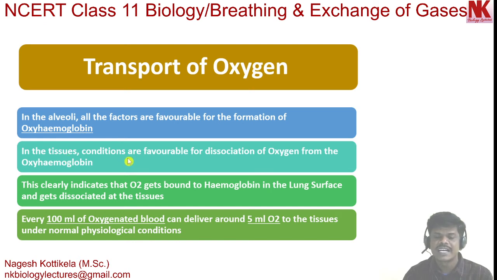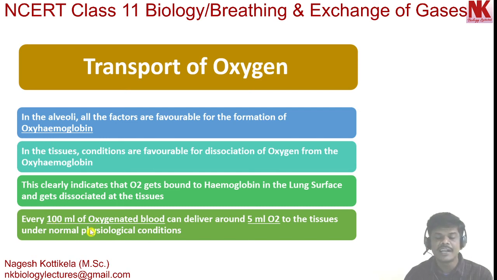In the tissues, conditions are favorable for dissociation of oxygen from the oxyhemoglobin. So in the tissues, partial pressure of oxygen is less, partial pressure of carbon dioxide is higher, hydrogen ion concentration is higher, temperature is higher. So these conditions are favorable for dissociation of oxygen from the oxyhemoglobin. This clearly indicates that oxygen gets bound to hemoglobin in the lung surface and gets dissociated at the tissues.